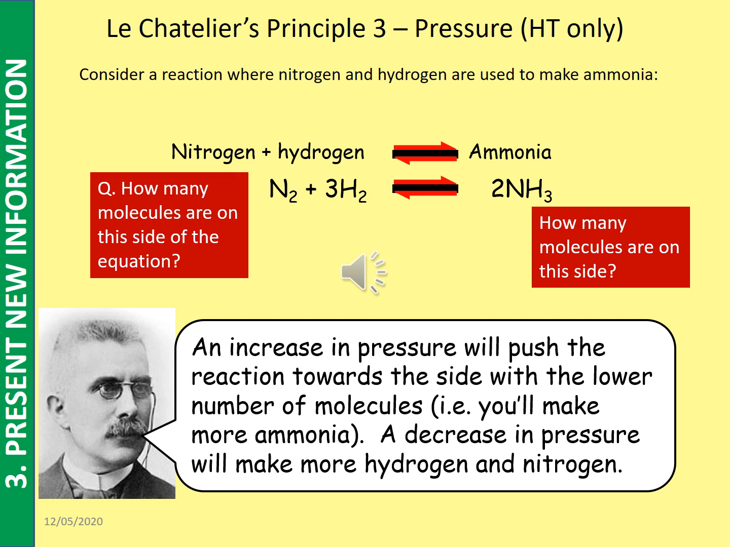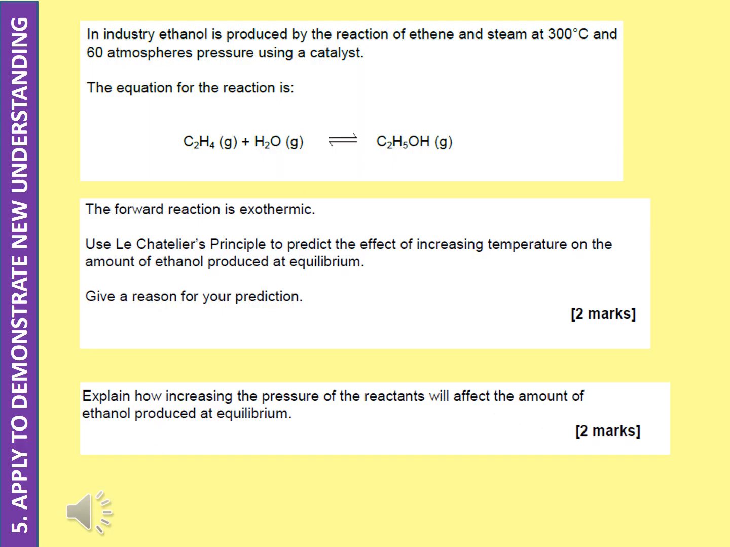If I increase the pressure, it will always go to the side with the least number of molecules. So in this case, if I increase the pressure, it will make more ammonia, because on the left hand side I've got 4 molecules, 1 nitrogen and 3 hydrogen, and on the right hand side I've only got 2 molecules. And so vice versa, if I decrease the pressure, it will go to the side with the most molecules, so in this case the nitrogen and hydrogen.